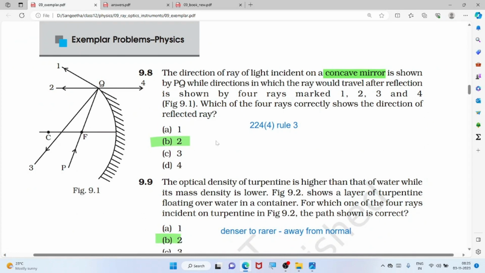The direction of a ray of light incident on a concave mirror is shown by PQ. In which direction would the ray travel after reflection? Which of the four rays 1, 2, 3, 4 correctly shows it? So this light is passing through the focus. So this is rule 3. After reflection it will go parallel.